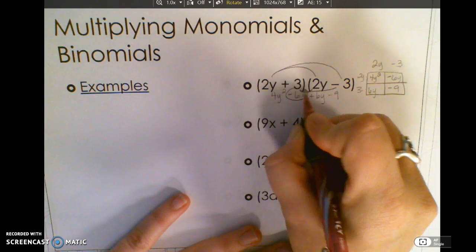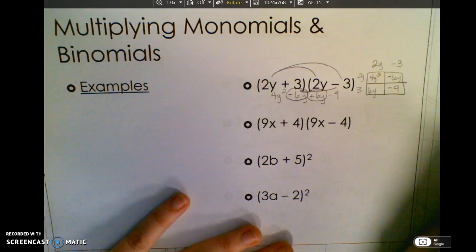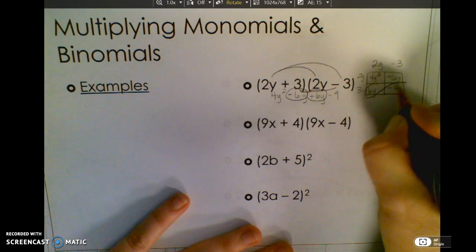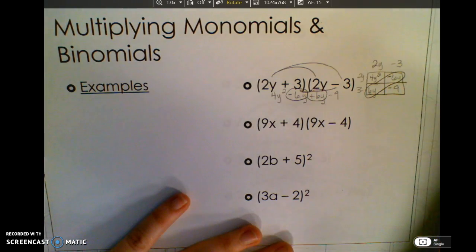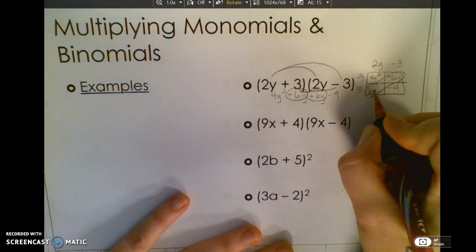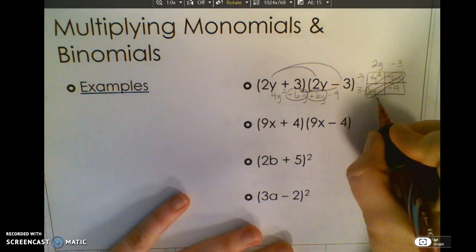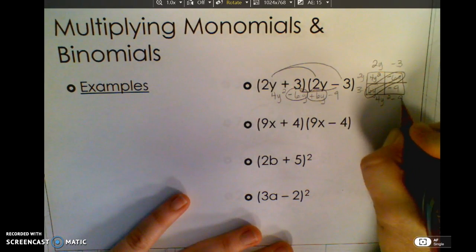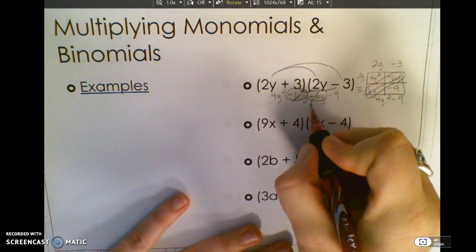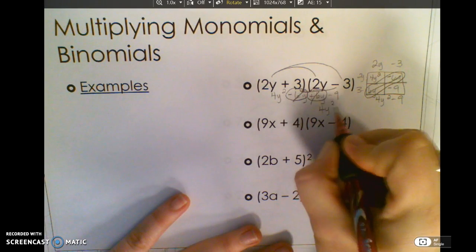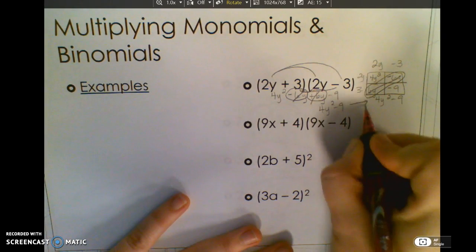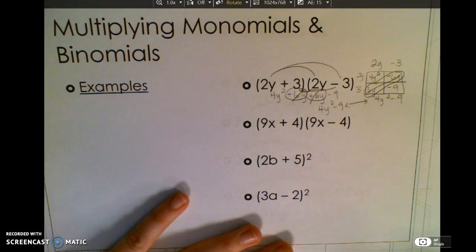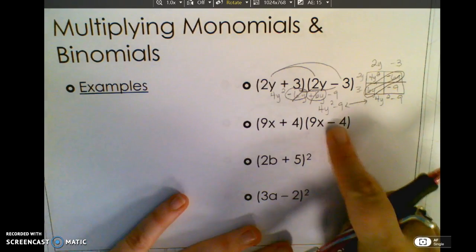Here are negative 6y and positive 6y, like terms. Negative 6y plus 6y is gone. There's 0. So I have 4y squared minus 9. You may work this either method that you choose. I'm not going to work this one. It works out the same way.